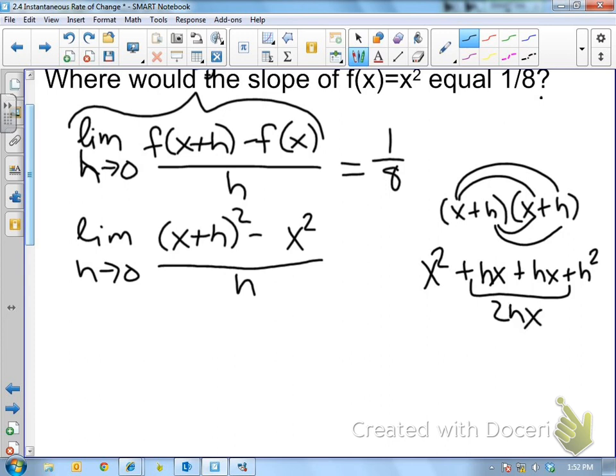And now we can go over here and plug it all in. We have limit as h approaches 0, x plus h squared is x squared plus 2hx plus h squared. I wrote x squared twice, so there should be an h squared. Thank you.